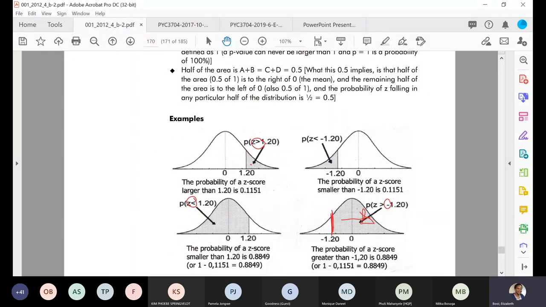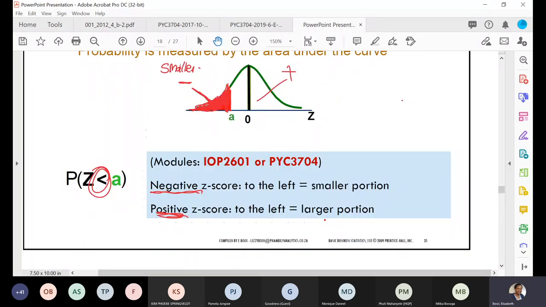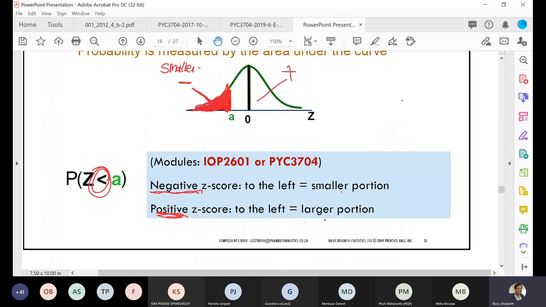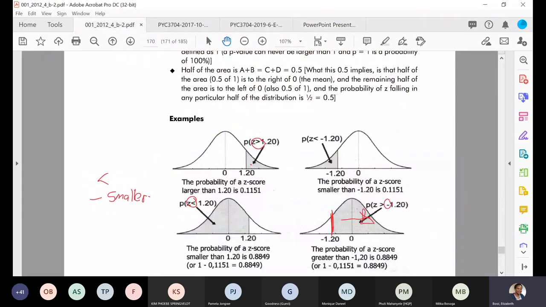Okay, so let me write what I have there. For the less than, if my answer is negative, I'm going to the smaller side. Negative, smaller area. If it's positive, larger area. So now let's come to your example here. I'm looking for the less than. Less than, negative, smaller area. That's what I'm saying. Less than, positive, larger area.